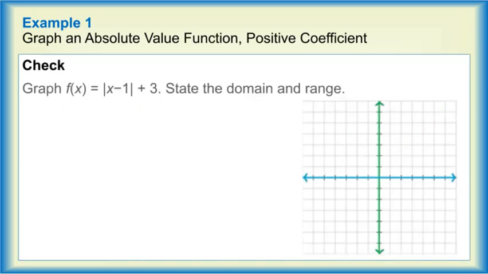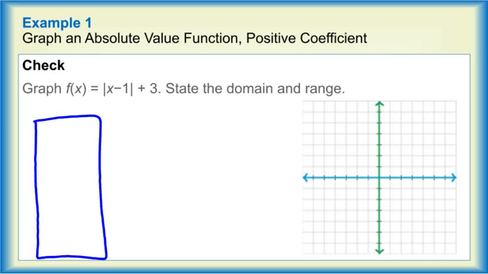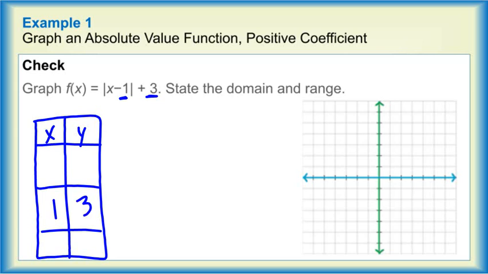Next, graph f(x) = |x - 1| + 3, and then state the domain and range. Now I can draw a table of values again. To find the vertex, I can just use this part and this part to determine the vertex here. And the vertex here would actually be (1, 3).